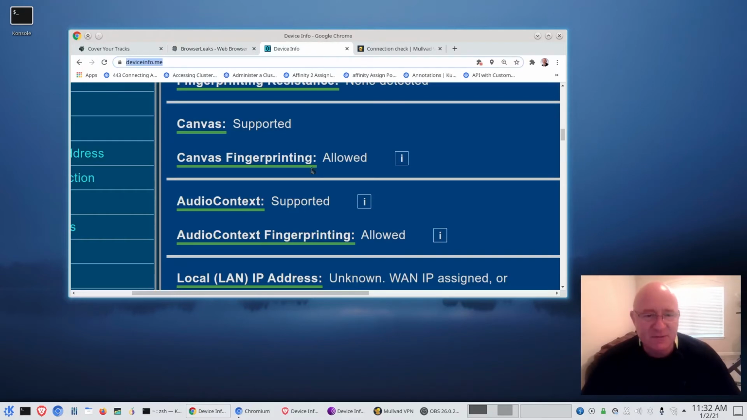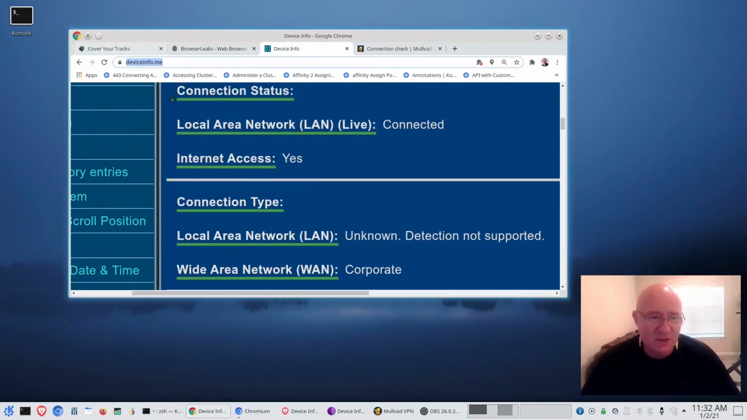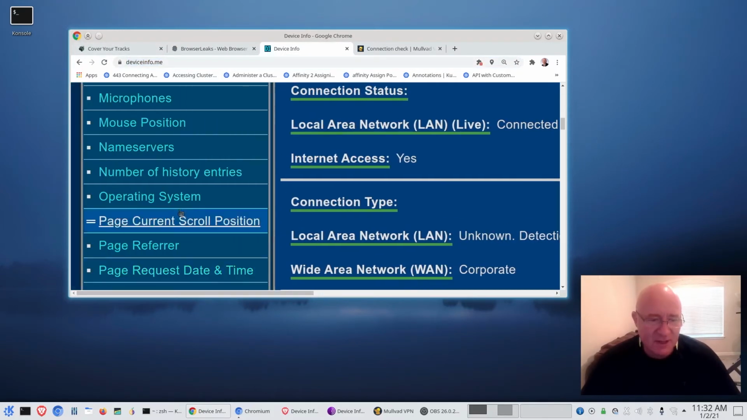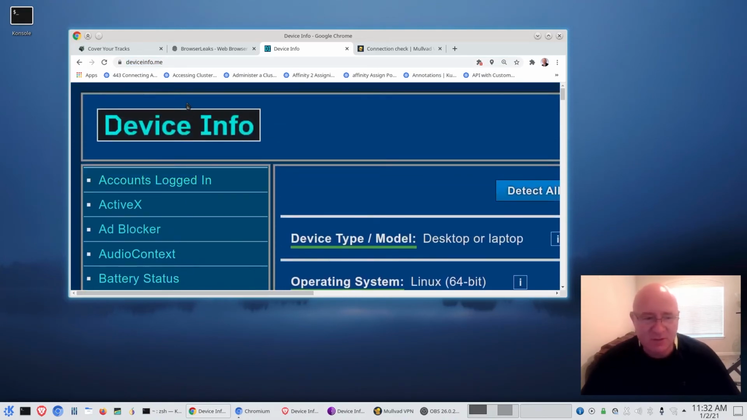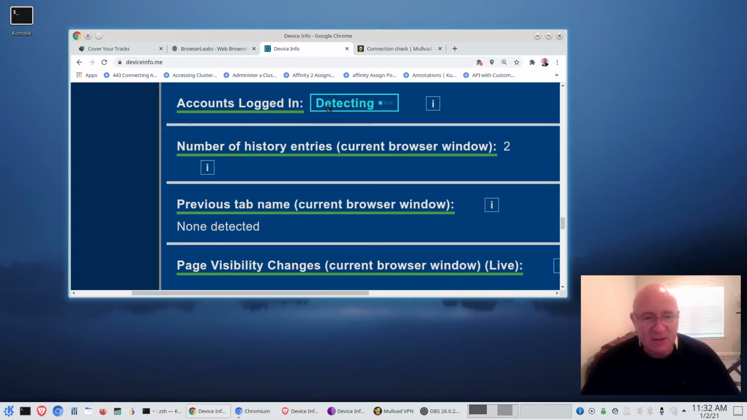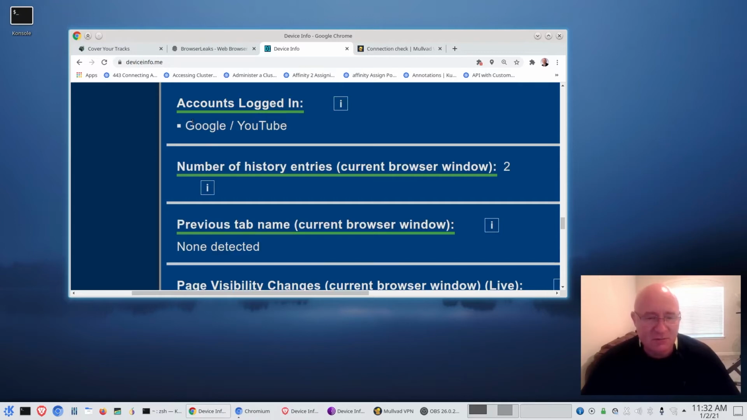Let's get out of this one and go to device info. Deviceinfo.me is another website, and don't use the back button. The back button doesn't actually work within the site. It brings you back to your previous page. You can look and say, who am I logged in as? And it knows, right? My browser is letting people know that I'm logged into a Google account and a YouTube account. Maybe I don't want people to know that, right? It's no one's business. And there are only 2 entries in my browsing history because I just created this profile, right? So there's not a whole lot in here.